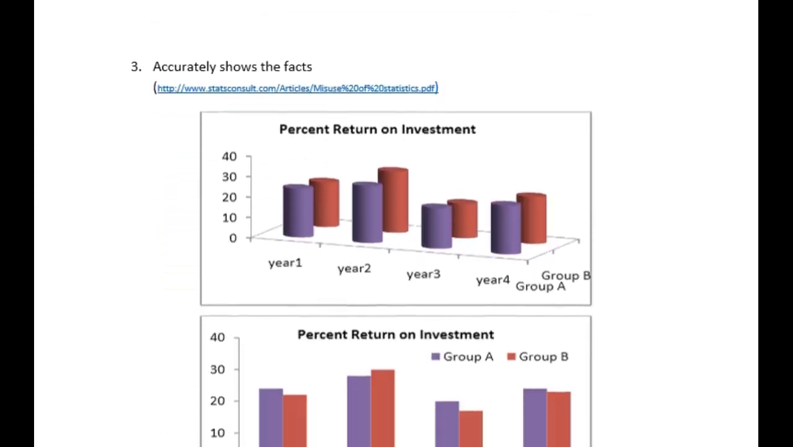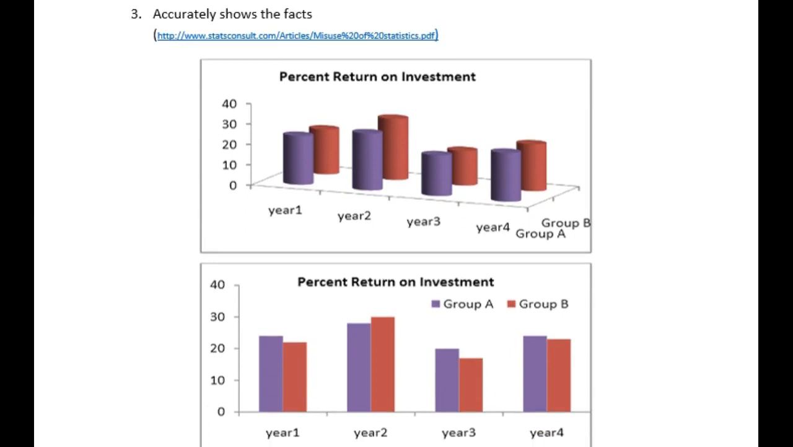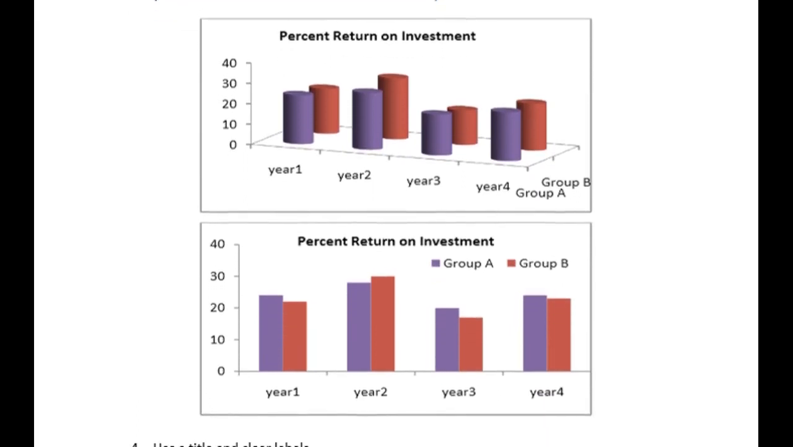Number 3 says that it should accurately show the facts. This is the same information represented in 2 different ways. If you look at the first one and ask, for example, in year 3, which has a better return on investment, group A or group B? It's really hard to tell with a 3D image, but when you flip it to a 2D version, you can see which of the groups is actually ahead or higher in terms of return on investment. So again, skewing information, especially with a 3-dimensional perspective, looks interesting, but is not always the best way to represent accurate information.